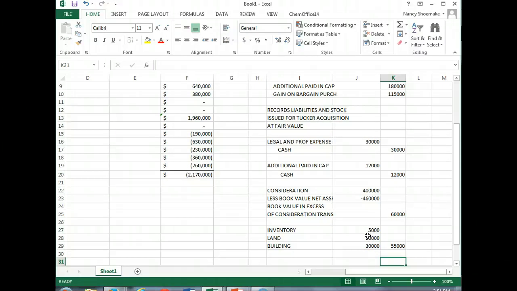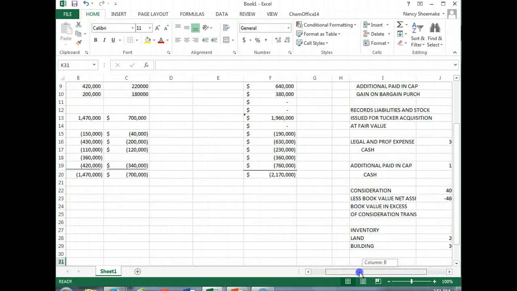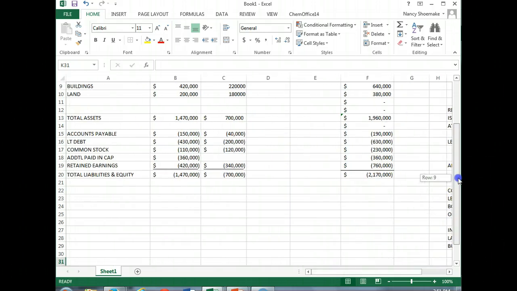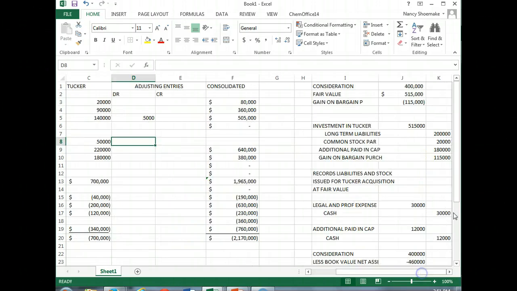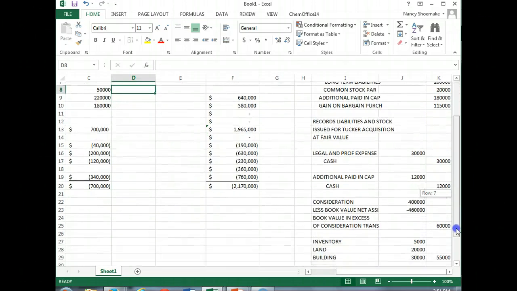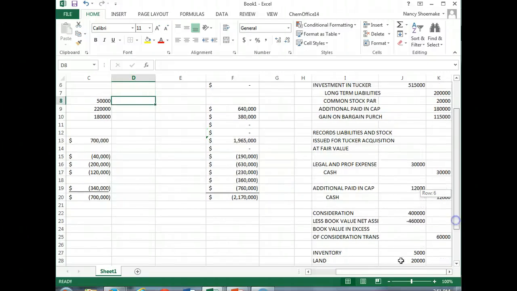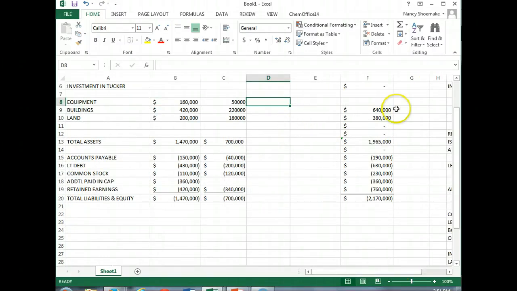So let's look at this. We're going to need to show that the inventory increased 5,000, right? What else went up? The equipment. The land went up 20, the building went up 30. The land went up 20. The building went up 30. Does that make sense? Yes? No?